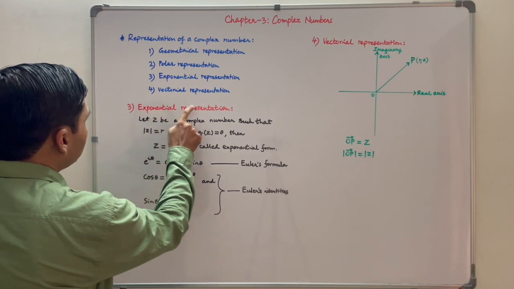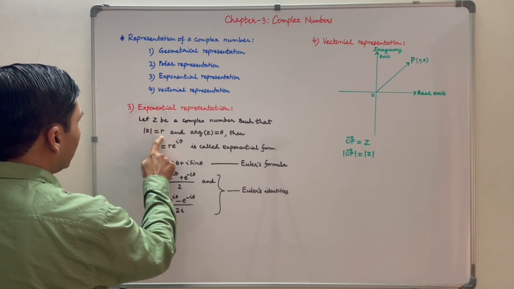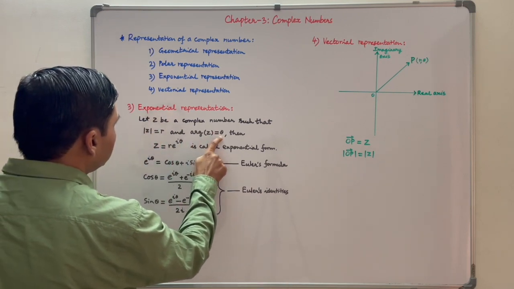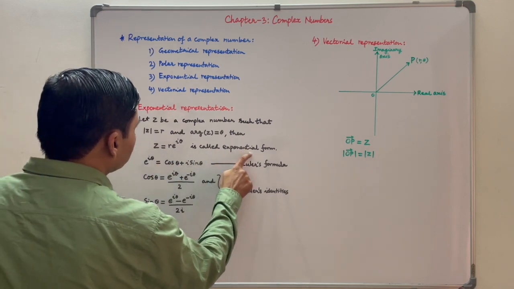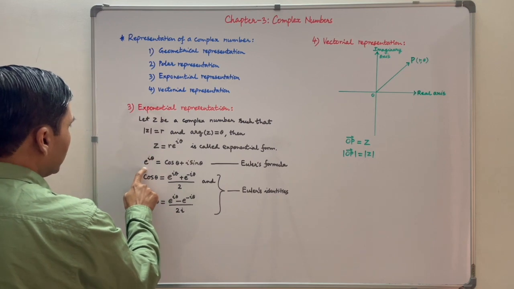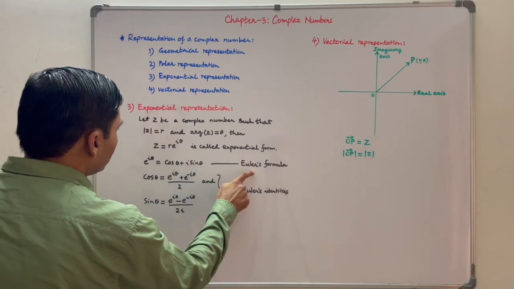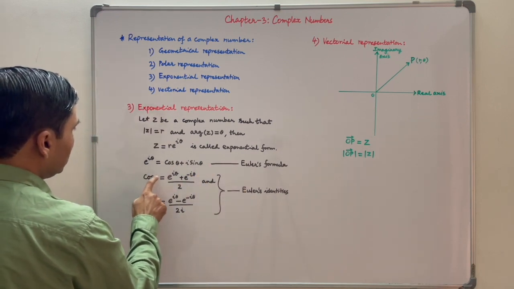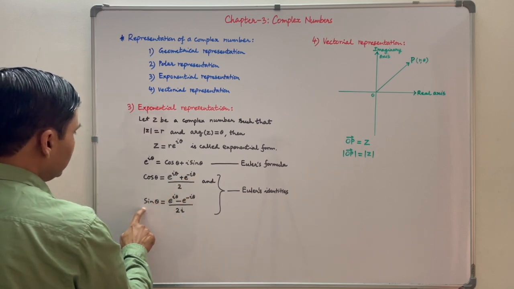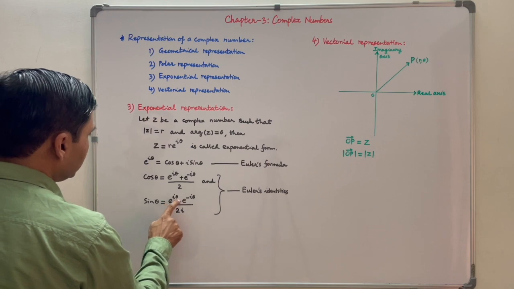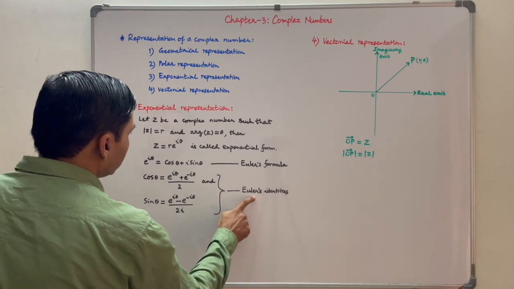Third one, exponential representation. Suppose z is a complex number such that |z| = r and argument of z = θ. Then z = r e^(iθ) is called the exponential form. Here e^(iθ) = cos θ + i sin θ. This is known as Euler's formula. Also, cos θ = (e^(iθ) + e^(-iθ))/2 and sin θ = (e^(iθ) - e^(-iθ))/2i. These two are known as Euler's identities.